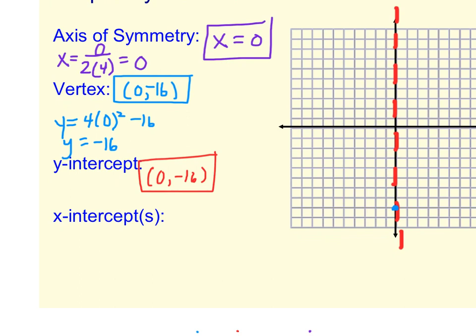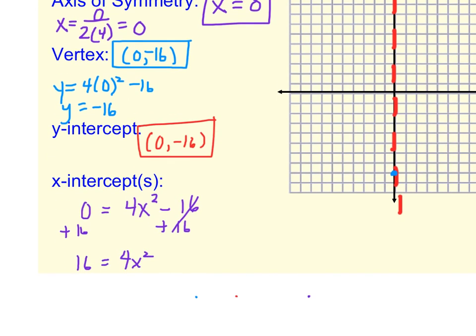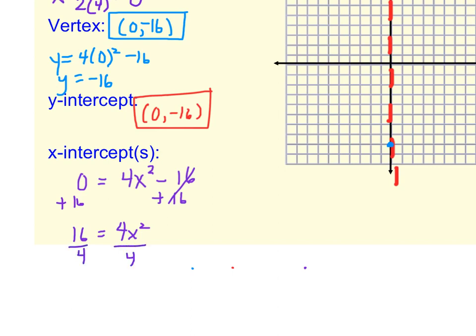X-intercepts is when you plug in a 0 for y, so 0 equals 4x squared minus 16. Now how do we solve for x? If you notice, all you have is the x squared term. If that's the only x, you can solve for it. You can add 16 to both sides. So we have 16 equals 4x squared. Divide both sides by 4. So x squared equals 4. Then you can square root both sides. So x is equal to a positive and a negative 2.